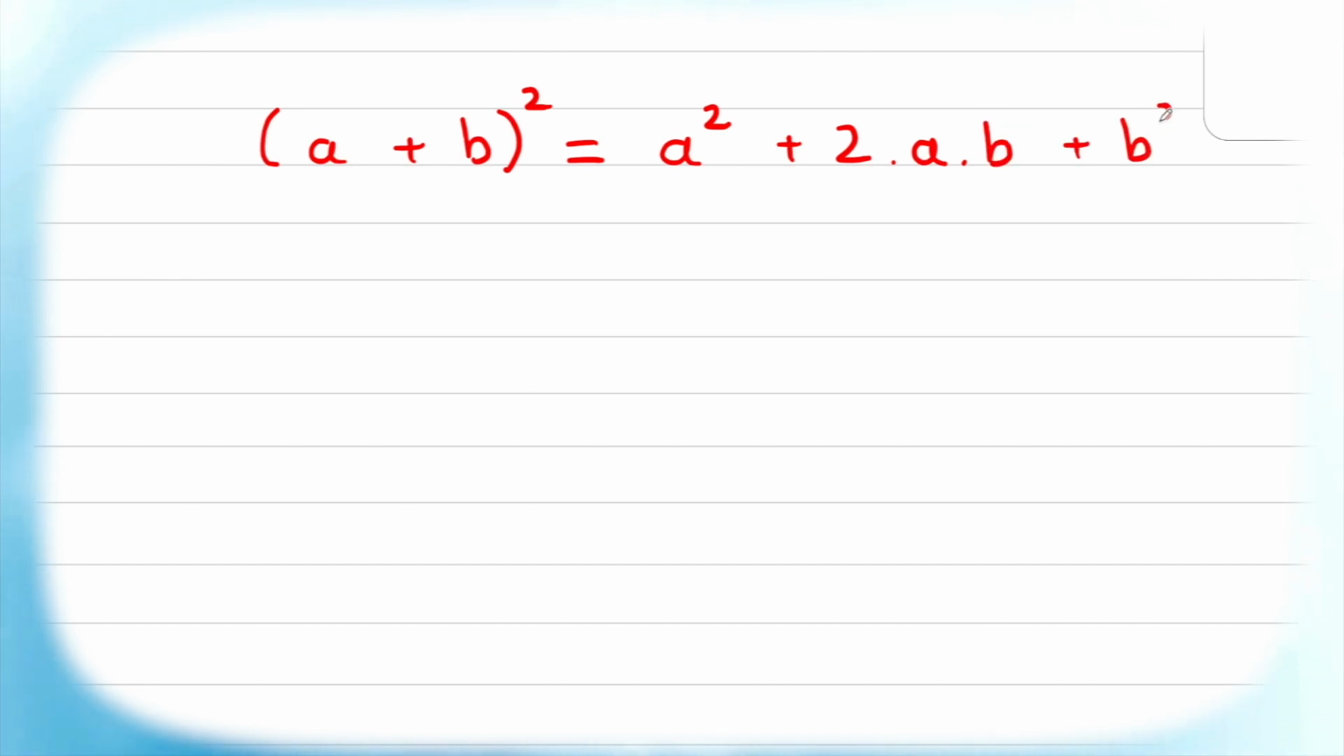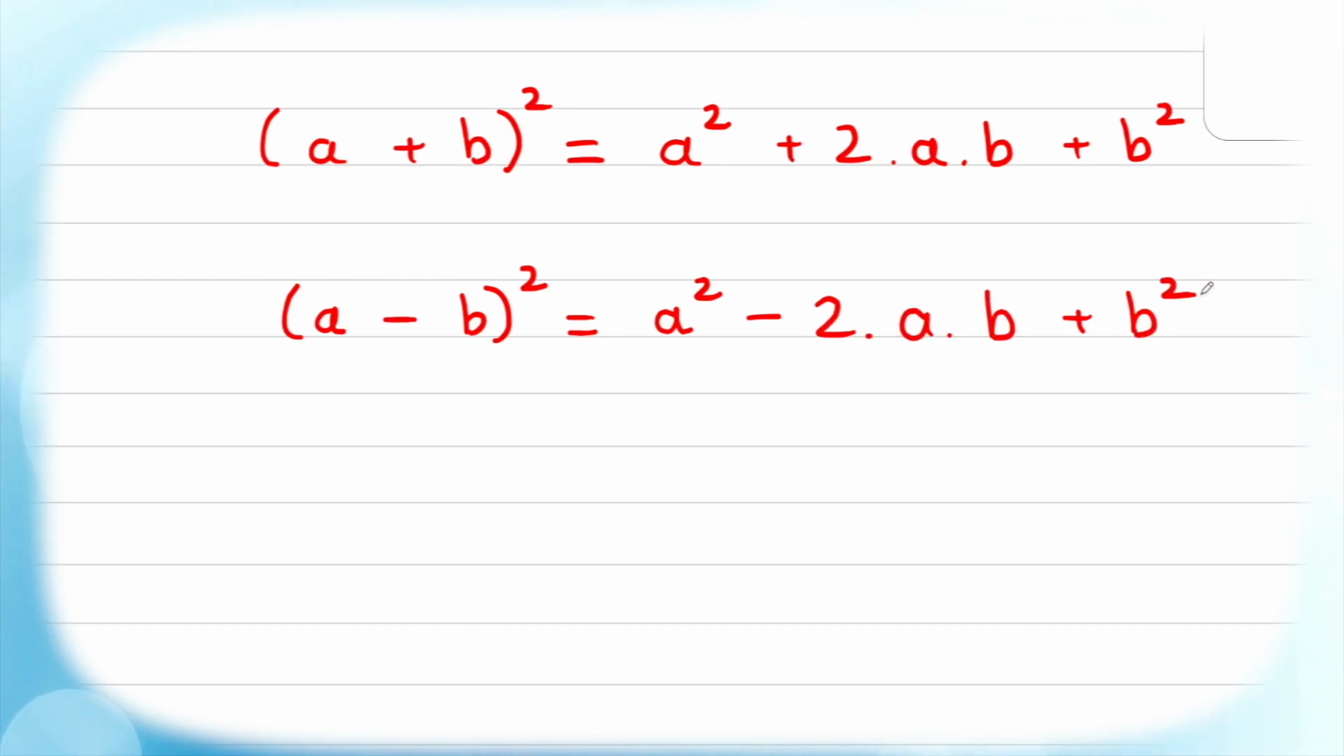The next level about simultaneous equations between quadratic and linear is the perfect square. About the perfect square identity, I think you already learned about this one. The formula is (a plus b) squared equals a squared plus 2ab plus b squared. And the next one is (a minus b) squared equals a squared minus 2ab plus b squared.